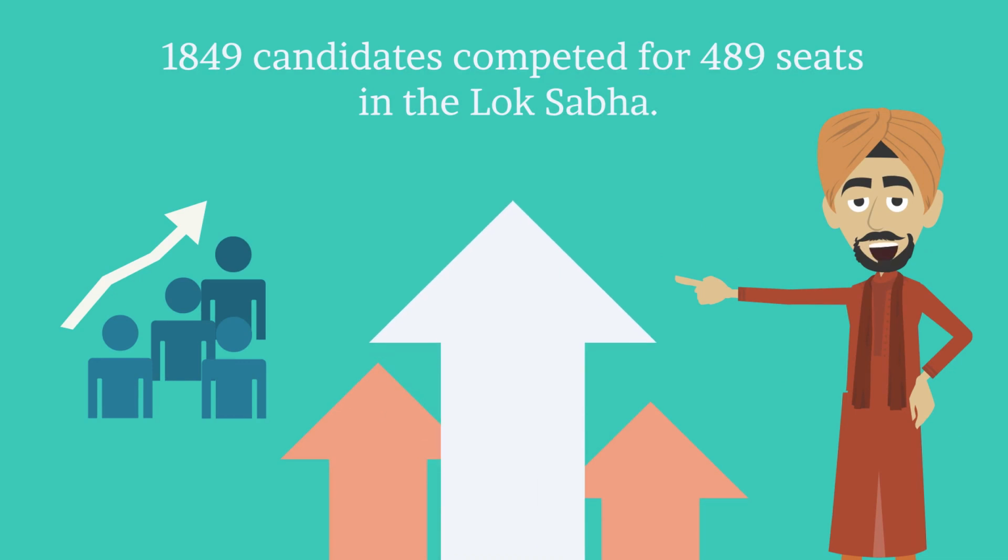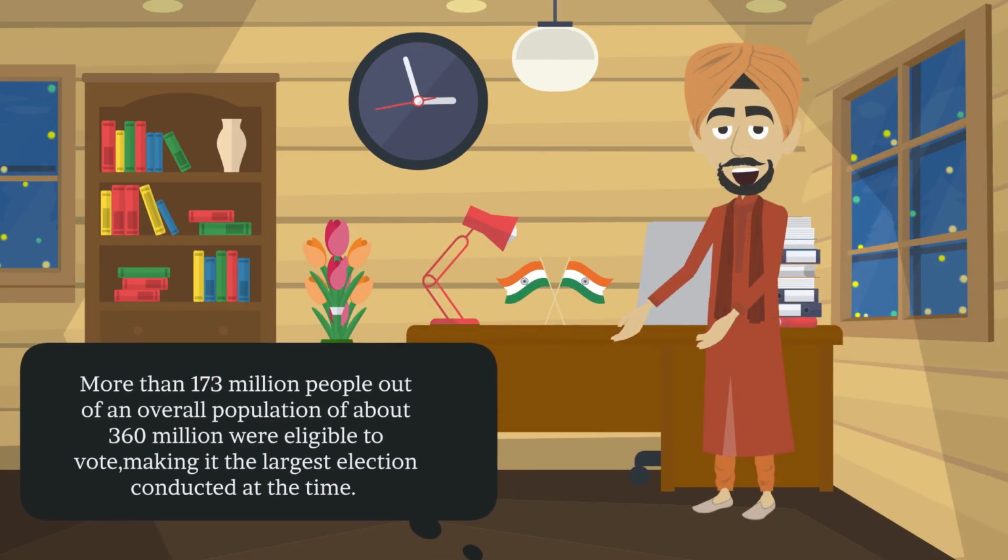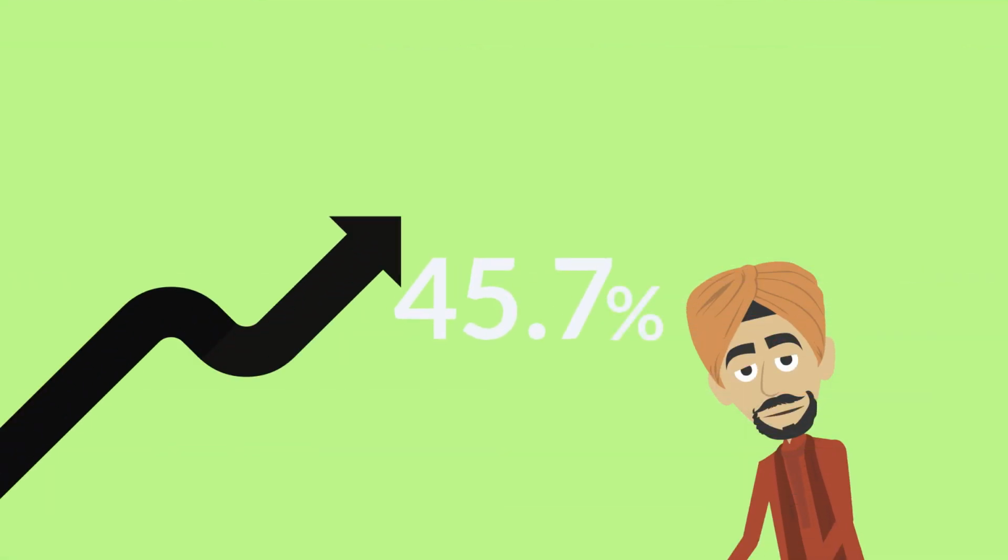1,849 candidates competed for 489 seats in the Lok Sabha. More than 173 million people out of an overall population of about 360 million were eligible to vote, making it the largest election conducted at that time. The voter turnout was 45.7%.